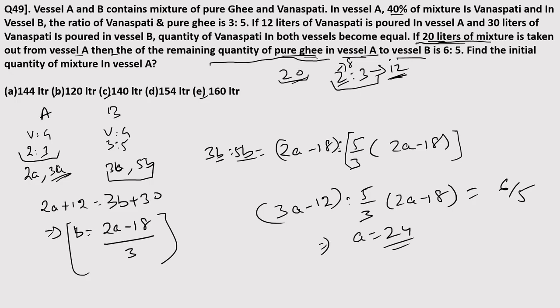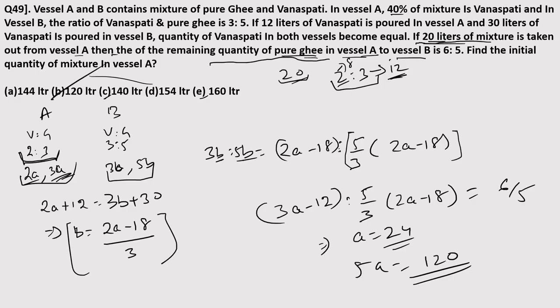If A equals 24, it is asking the initial quantity of mixture in A. So the initial quantity is how much? The ratio is 2 is to 3, or 2A and 3A, as you can see from here. So the summation is 5A, which is 120. So the option has to be option B.